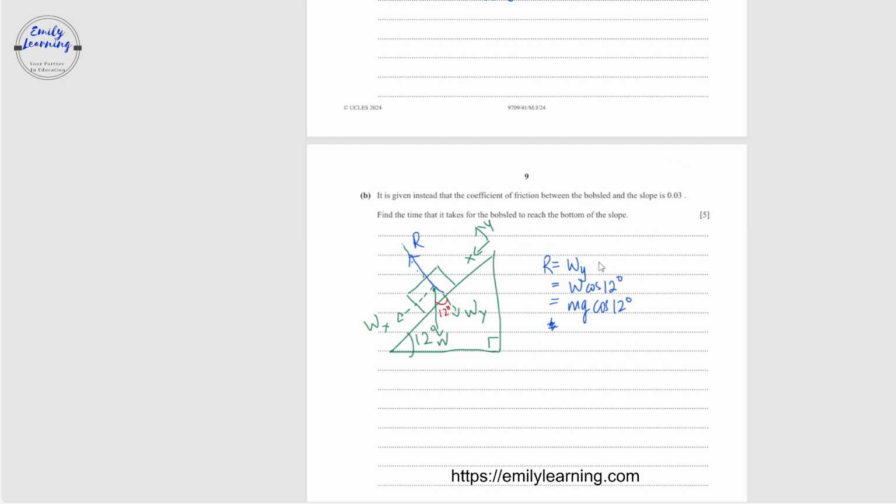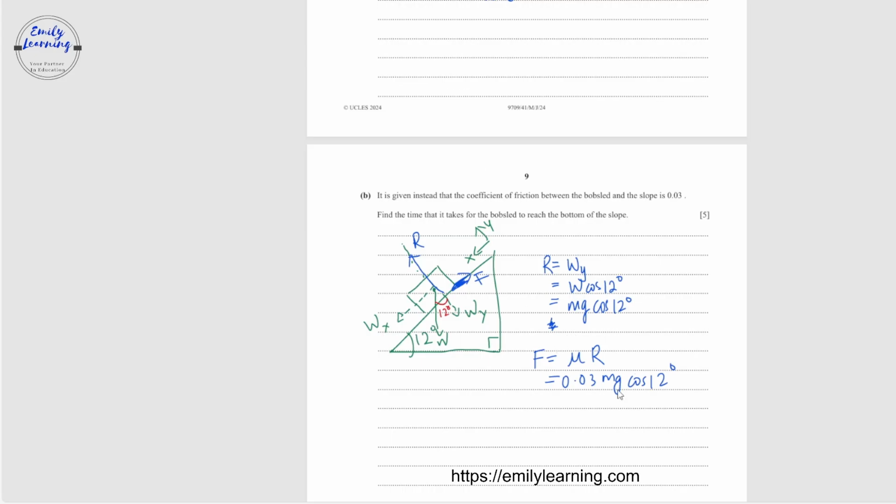Okay, so why do I want this? This is because I want to find the friction, right? Because they give me the friction between the bobsled and the slope is 0.03. So if I let F be friction, this is my friction force. So my frictional force is equal to the coefficient of friction, which is mu times R, right? Which is equal to 0.03 mg cosine 12 degrees. Okay, so this is my friction.